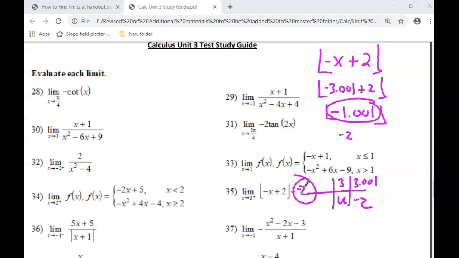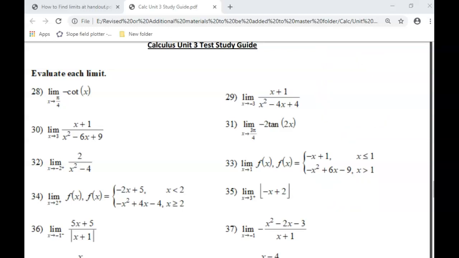Now I understand that -1.001 is closer to -1 than it is to -2, but it always rounds down. So the next integer lower than -1.001 is -2, so that's how it works. All right, so that's that one. Let's go ahead and move on to number 36.